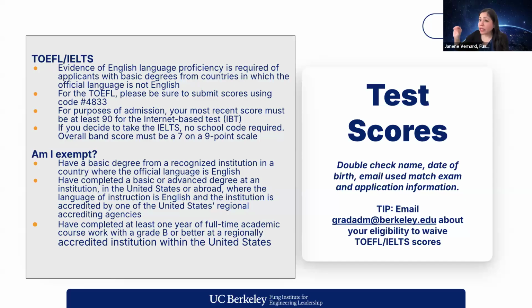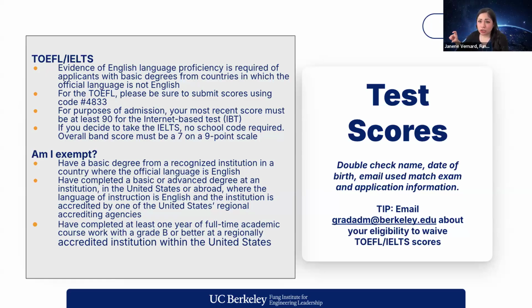So if you have two last names, make sure you either include one or both, but the same on your application and any scores you submit. Date of birth must be exact. In the US, we do month, then date. I know in a lot of the world they do the day and then the month. So just make sure it's the same.